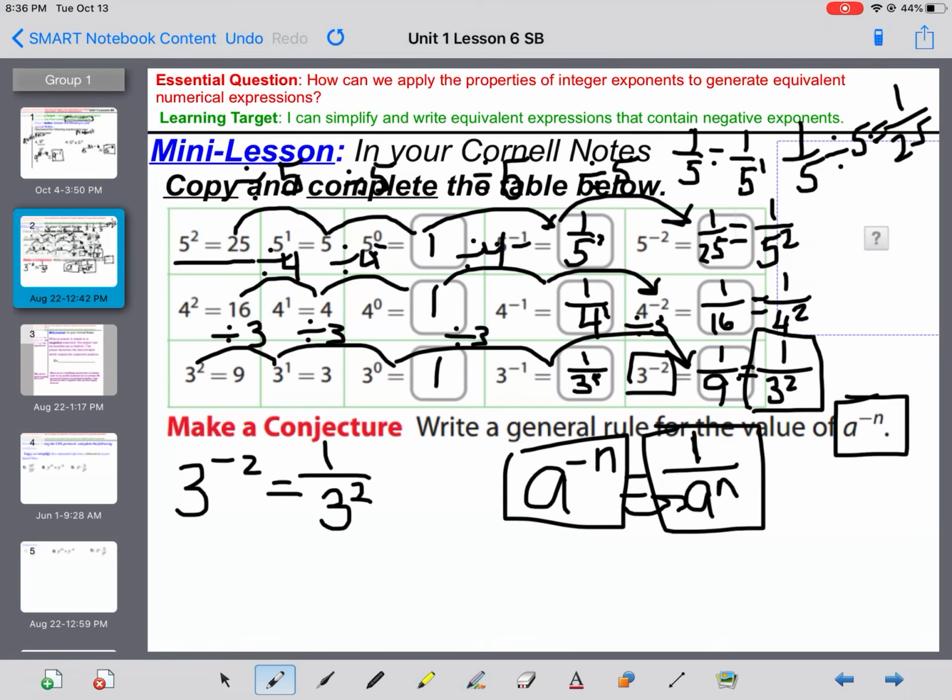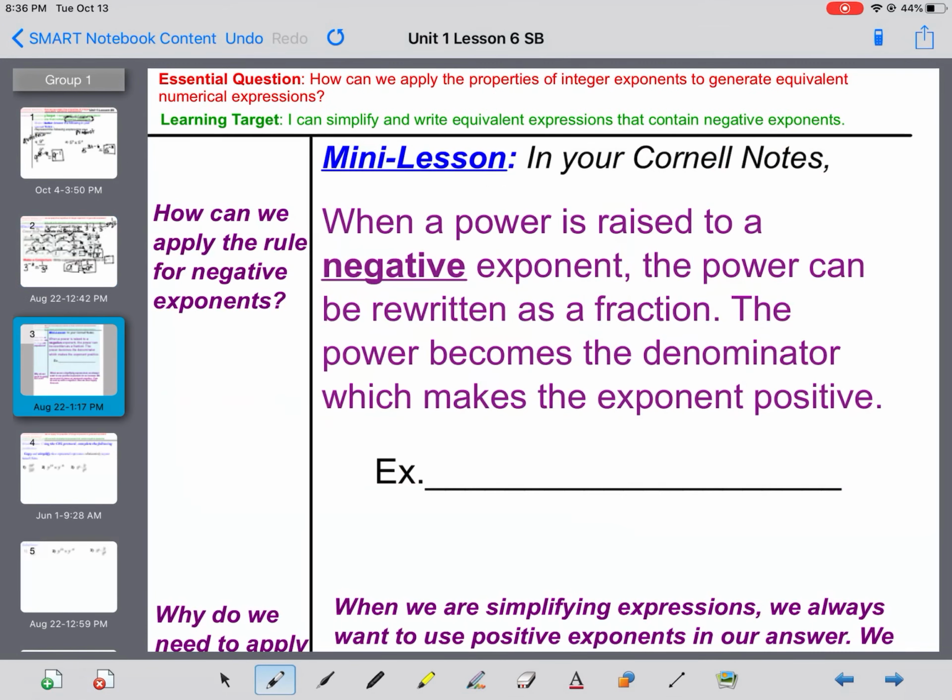All right, if you need to, pause this video and make sure that you copy all this down. I know that this was a long mini lesson, but just pause this video and make sure that you have all this copied down into your Cornell notes. Moving along to the next part of our mini lesson.